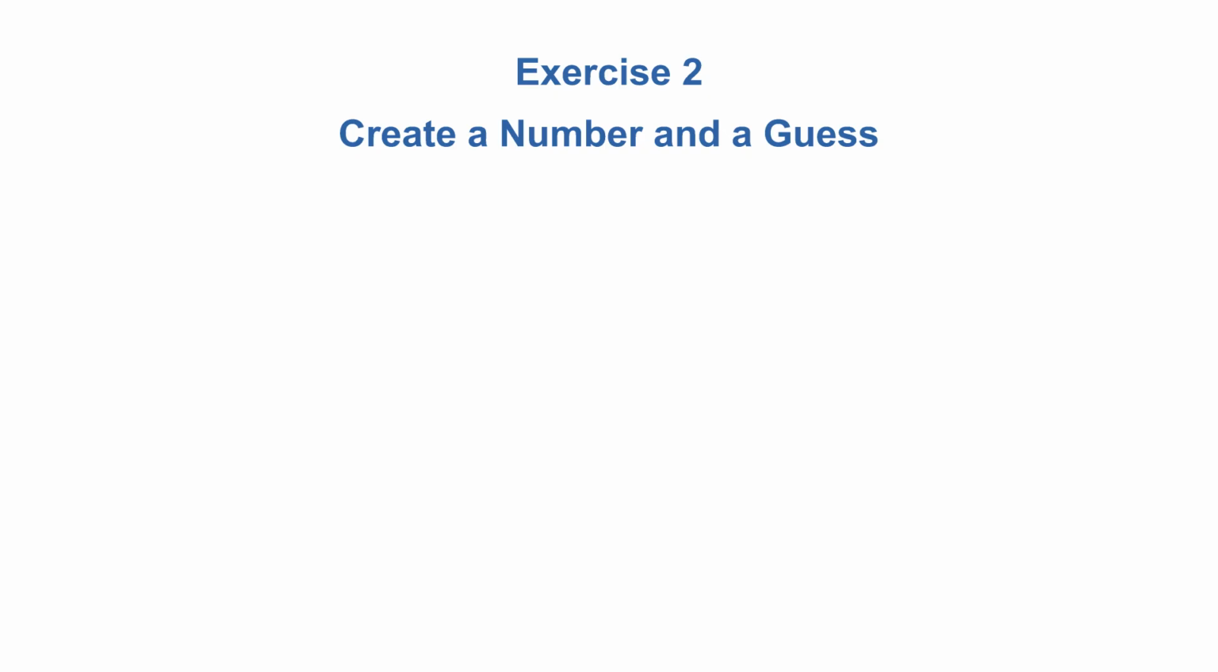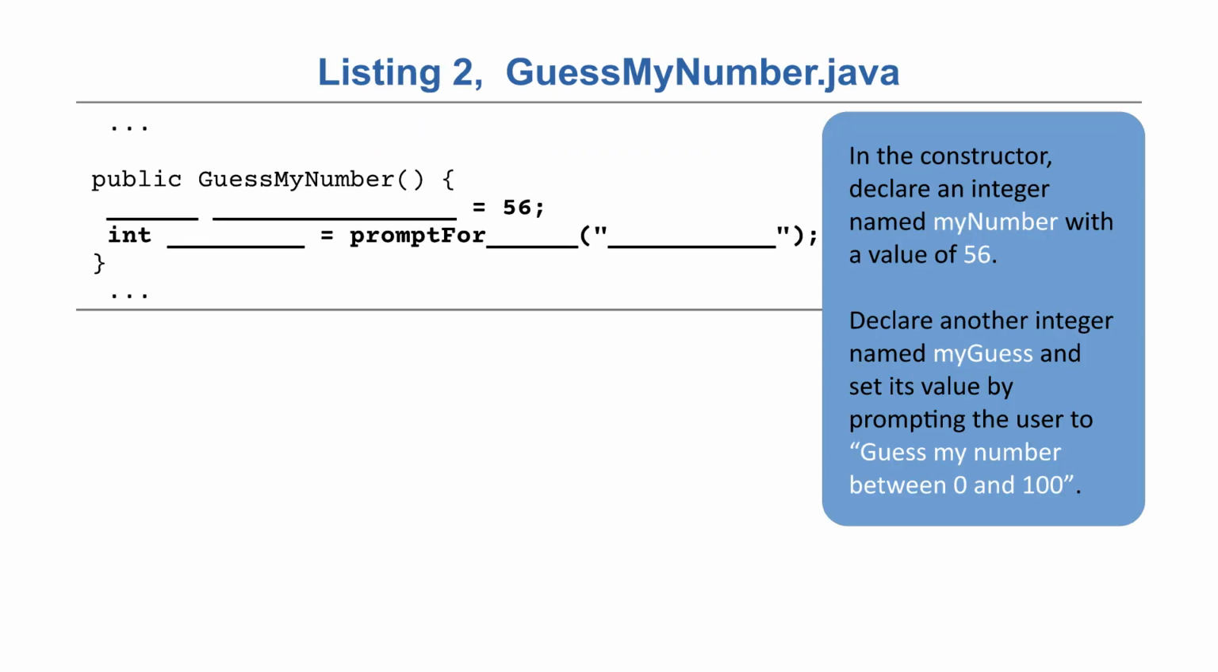Exercise 2. Create a number and a guess. In the constructor, declare an integer named MyNumber with a value of 56. Declare another integer named MyGuess and set its value by prompting the user to guess my number between 0 and 100. Run it. What happened? It should have asked you to guess a number.